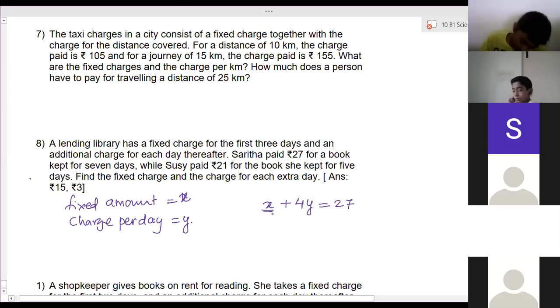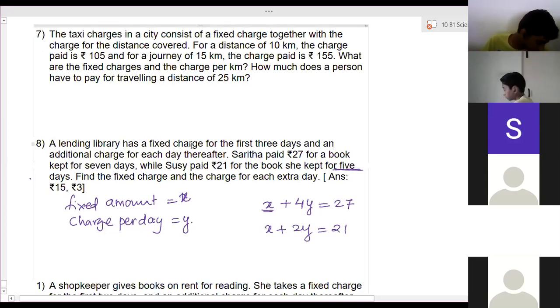And the second equation: Sushi paid rupees 21 for the book she kept for 5 days. x plus 2y is equal to 21. Ma'am, for the first 3 days we take it as x rather than 3x? It is a fixed value. They have told that the lending library has a fixed charge for the first 3 days, so the per day cost will not be counted for those 3 days. After 3 days, from the 4th day onwards, the person has to pay the per day charge. And y is equal to 3. It is written there.